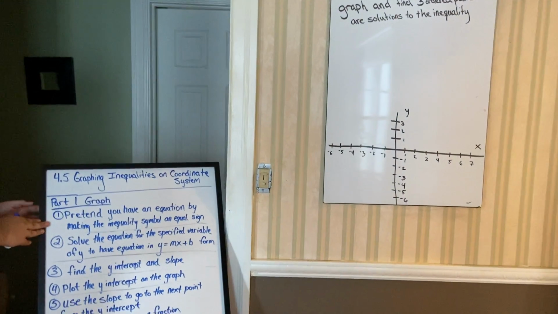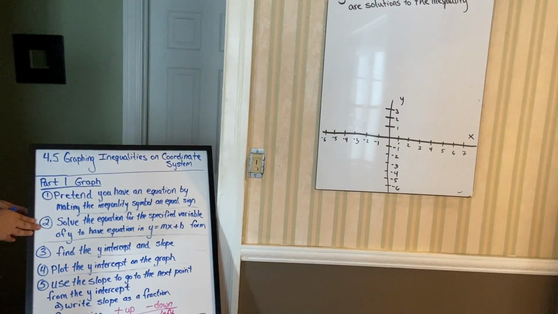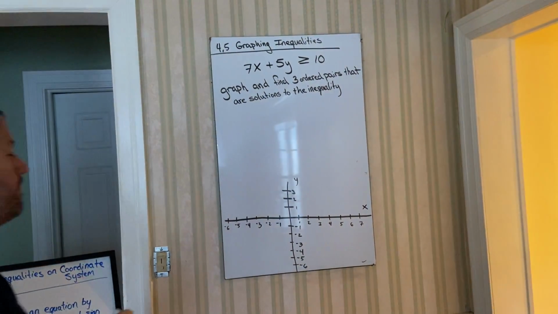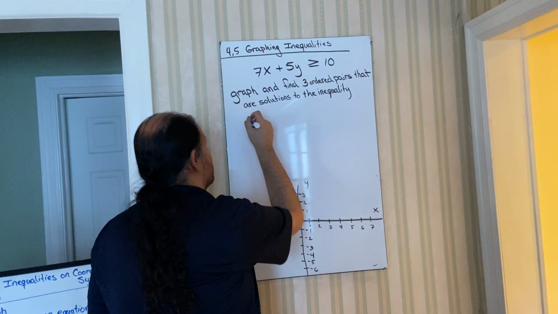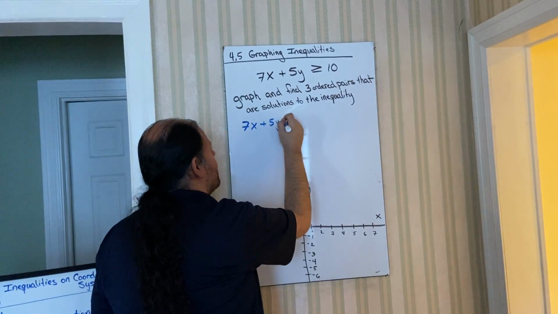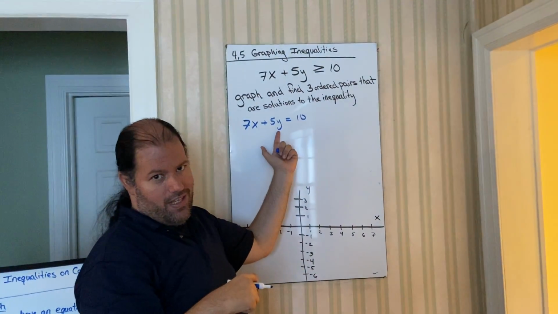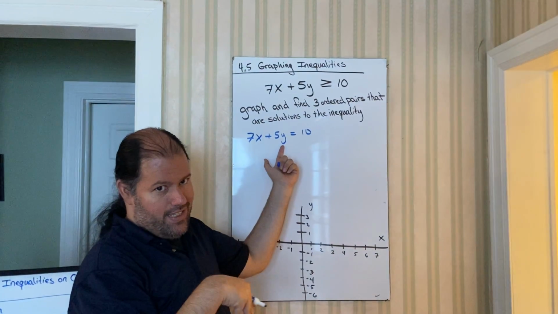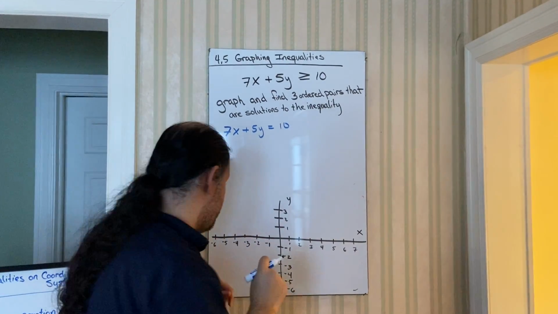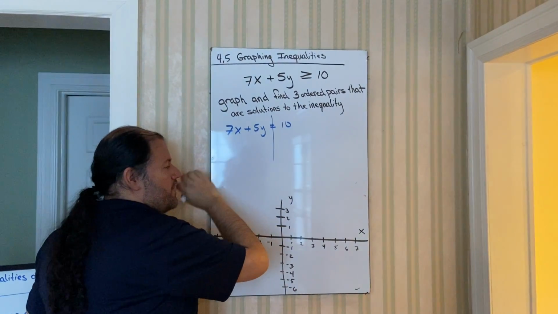pretend that you have an equal sign, and then we're going to solve the equation for the specified variable of y. Notice, if I pretend that this is an equal sign, you can see y is not by itself. So it wasn't like the other one that we had. This one you actually will have to tweak. We will definitely have to do step 2 here. You know how to solve for the specified variable y.